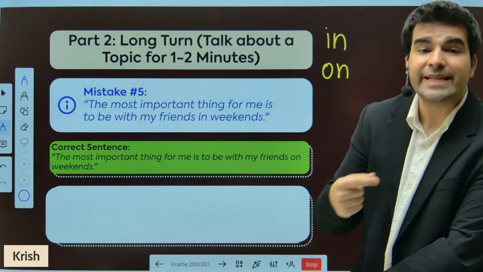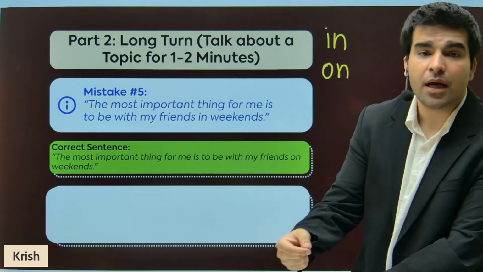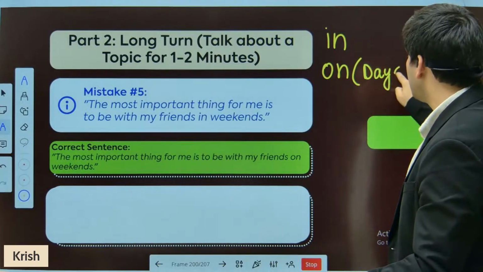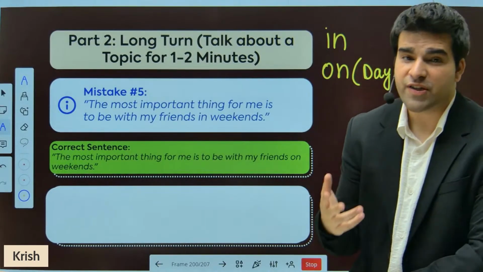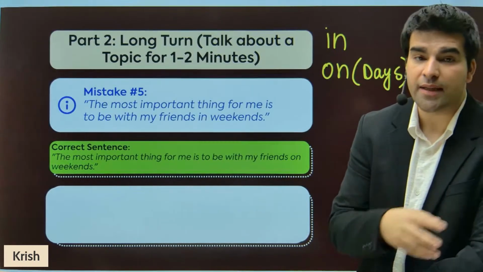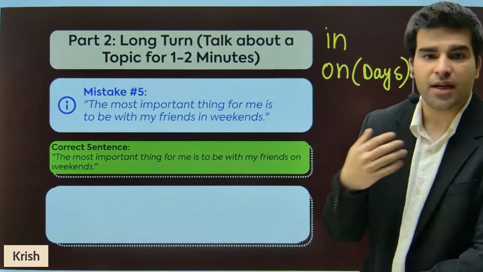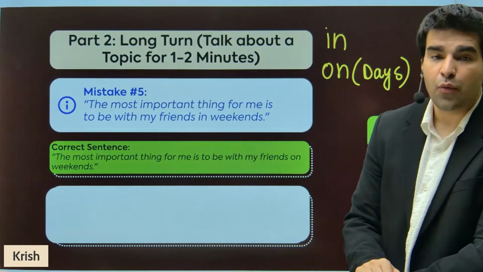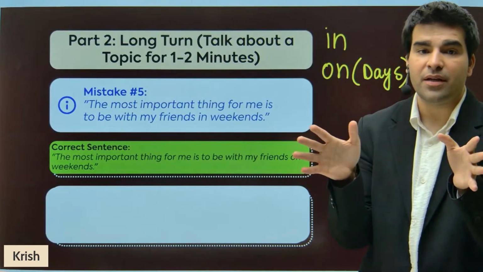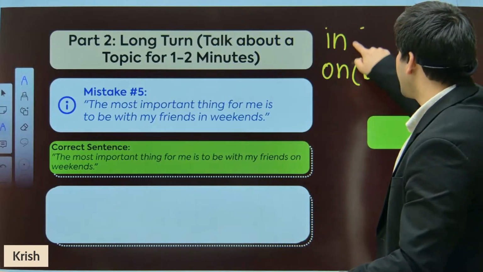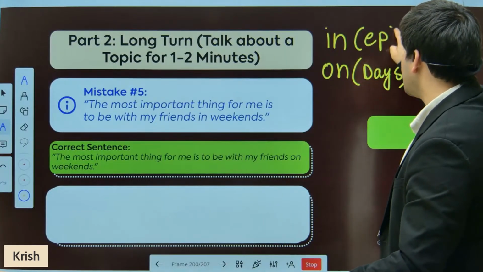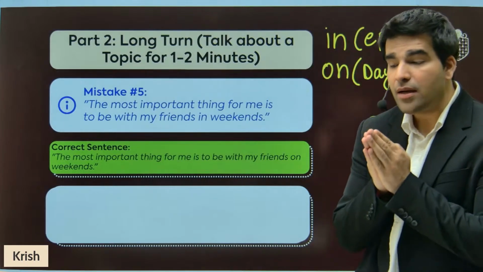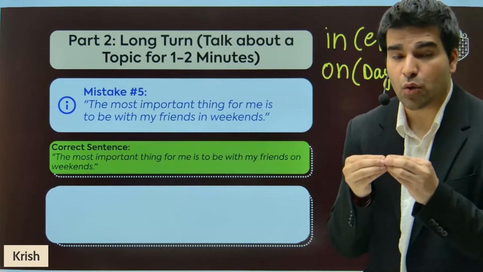On is used specifically when you're referring to days. On Christmas, on Diwali, on Eid, on Lohri, etc. In, on the other hand, is used when you're looking for extended periods of time. So I'm just going to write extended period, EP, for your easier reference. In is used when you have extended periods of time.